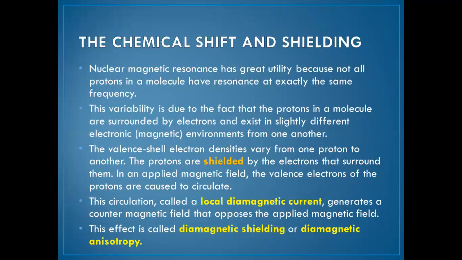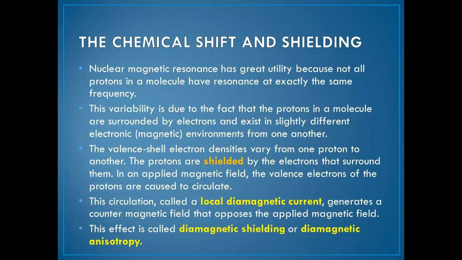Then our main topic, which is the chemical shift and shielding. Nuclear magnetic resonance has greater utility because not all protons in a molecule have resonance at exactly the same frequency. This variability is due to the fact that protons in a molecule are surrounded by electrons and exist in slightly different electronic environments from one another. The valence shell electron densities vary from one proton to another. The protons are shielded by the electrons that surround them.